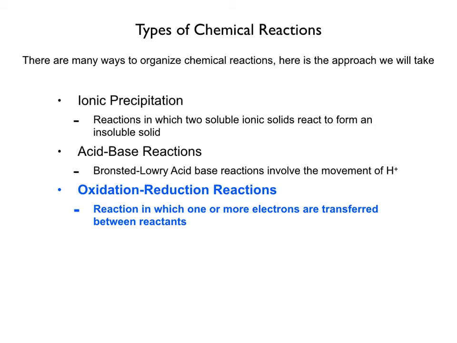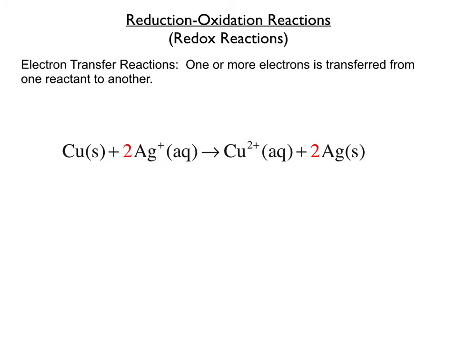So let's start off with an example, and the example we'll look at is this reaction shown below between copper solid and our silver plus cation. In this reaction we form copper 2 plus and silver solid. If we examine this reaction a little bit more, one of the things we can see is that copper is starting off as neutral copper and it goes to copper 2 plus. And so in order for that to happen, the copper had to lose 2 electrons along the way.